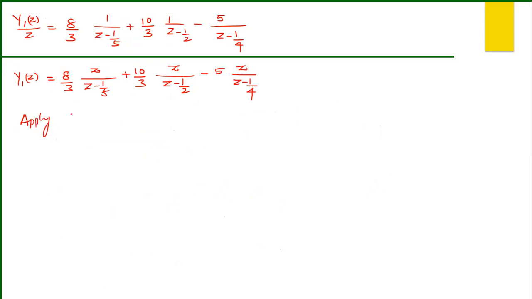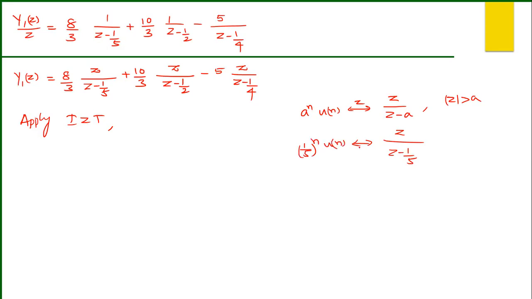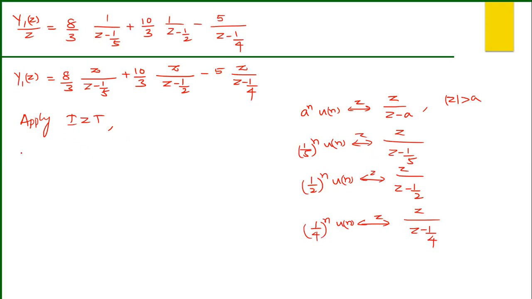Now apply the inverse z transform. What is the inverse z transform? a power n u of n has z transform z by (z minus a), while mod z is greater than a. Now here we got z by (z minus 1/5), so a is 1/5: (1/5) power n into u of n. For z by (z minus 1/2), a is 1/2: (1/2) power n into u of n. For z by (z minus 1/4): (1/4) power n into u of n. So y1 of n is equal to 8 by 3 times (1/5) power n u of n plus 10 by 3 (1/2) power n u of n minus 5 into (1/4) power n u of n.